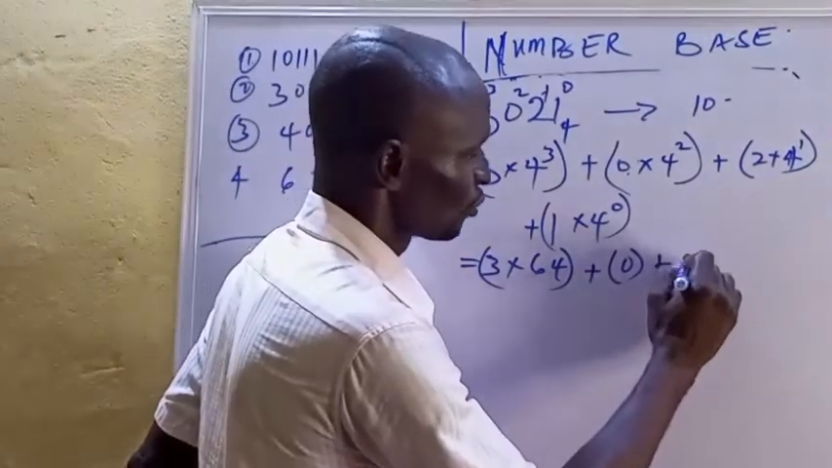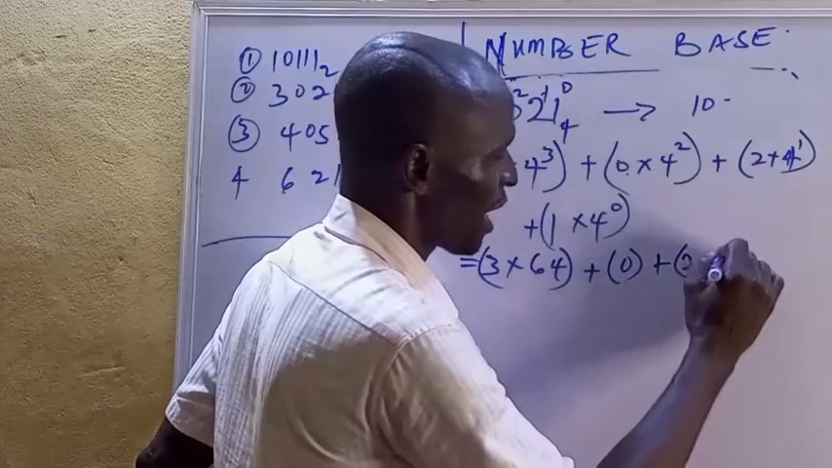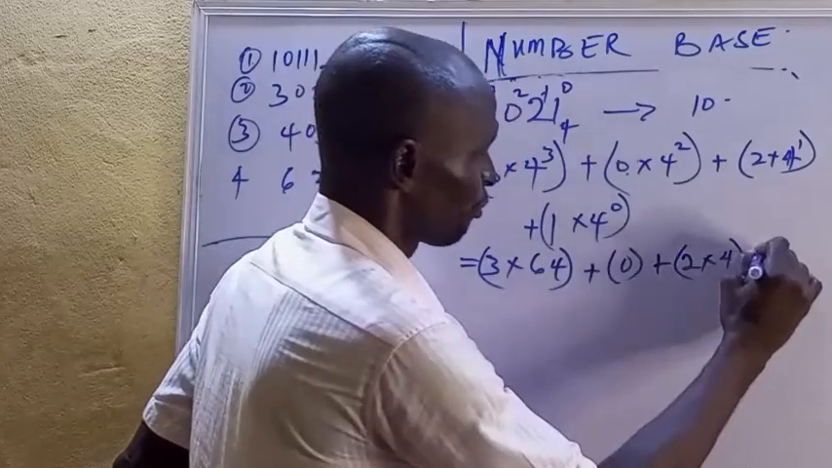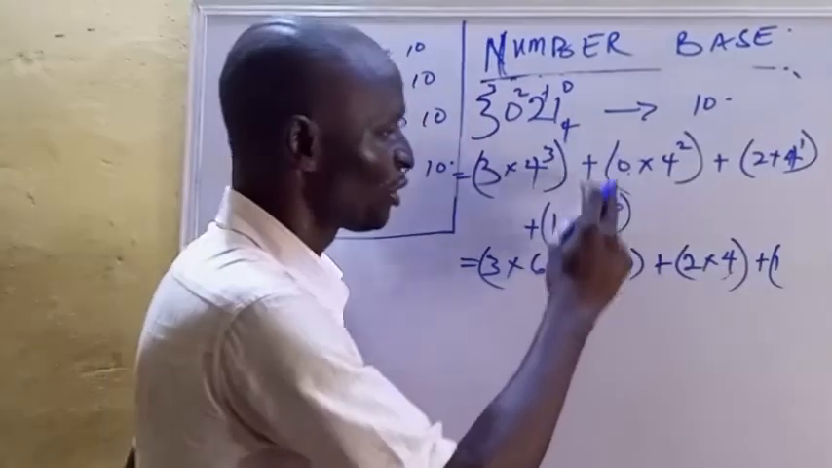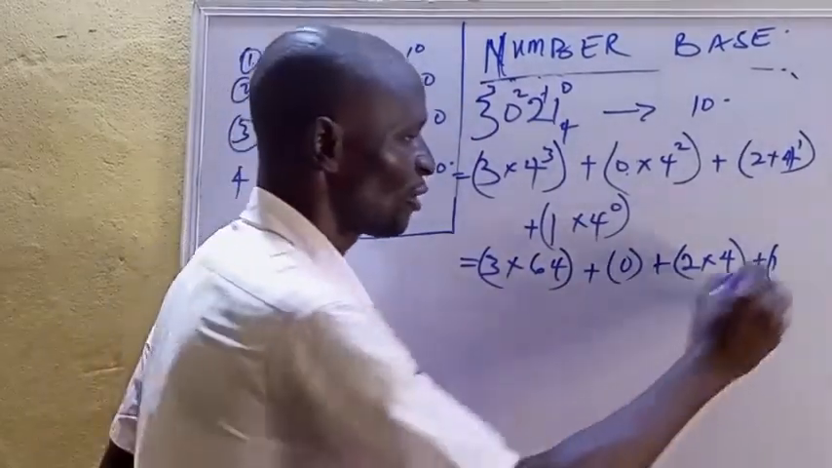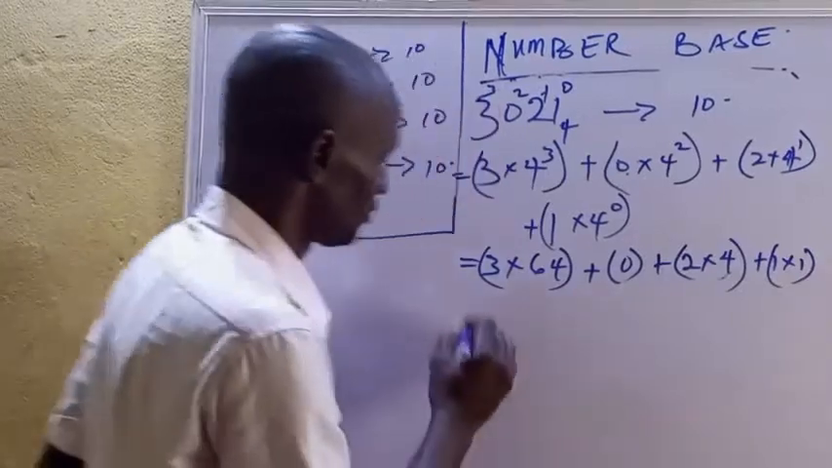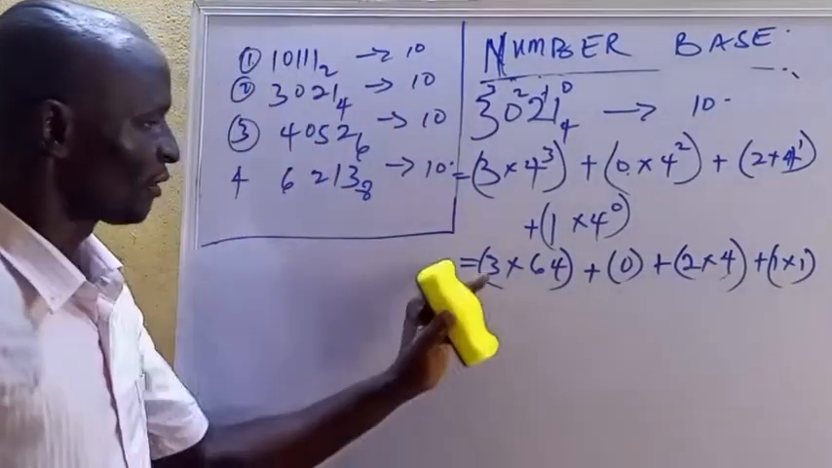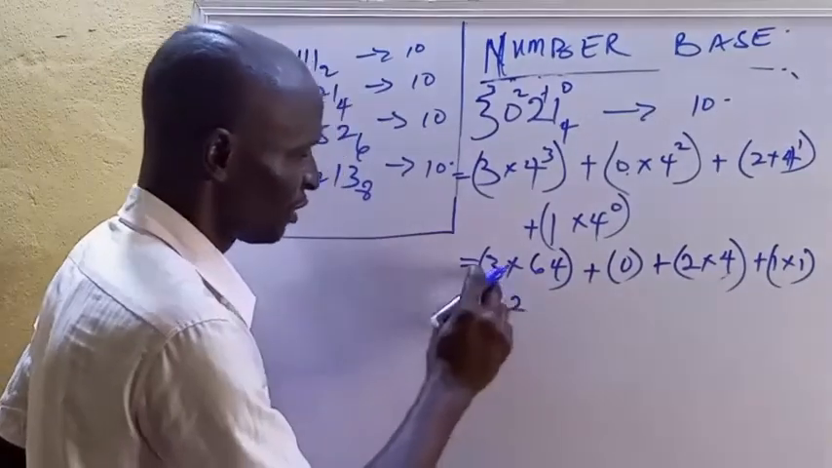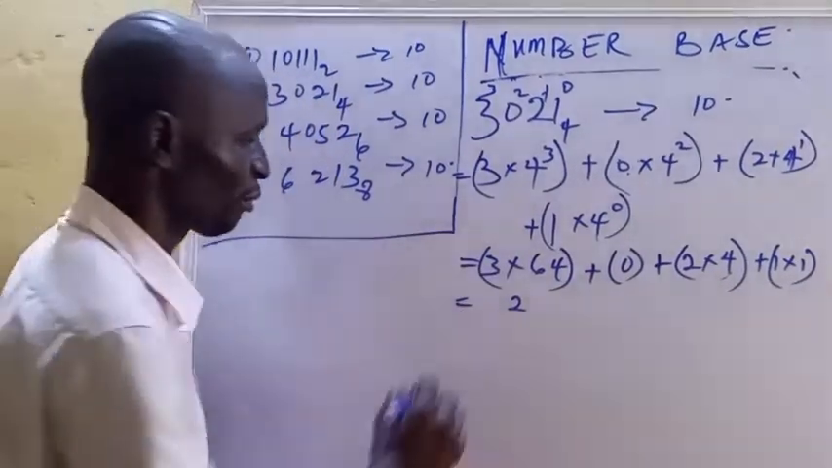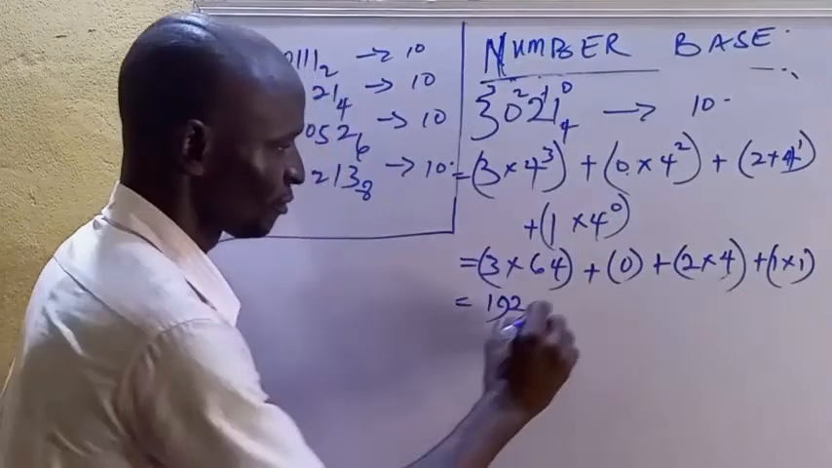Plus 2 times 4 raised to power 1 is 4. Plus 1 times 4 raised to power 0 is 1. Anything raised to the power of 0 is 1, times 1. This becomes 3 times 64. 3 times 4, that's 12. 3 times 6, that's 18 plus 1, that's 19.